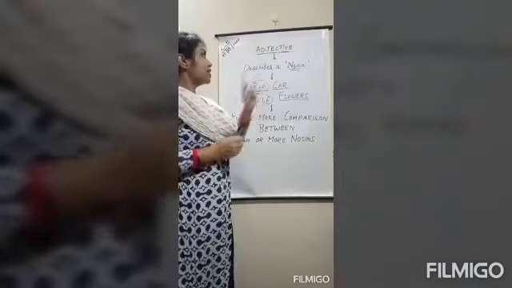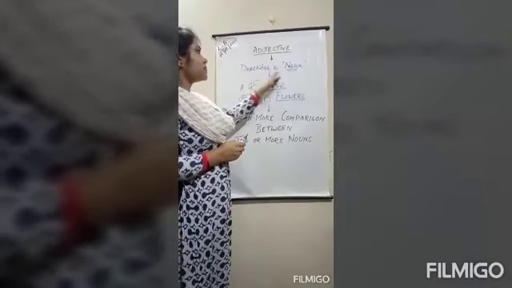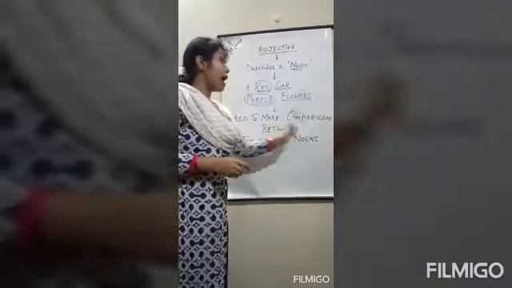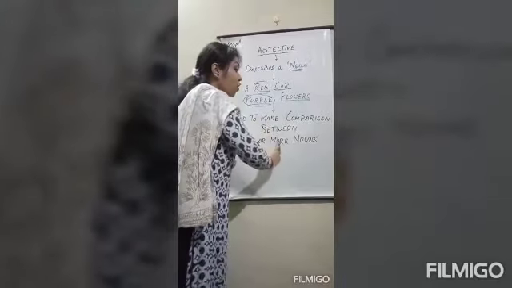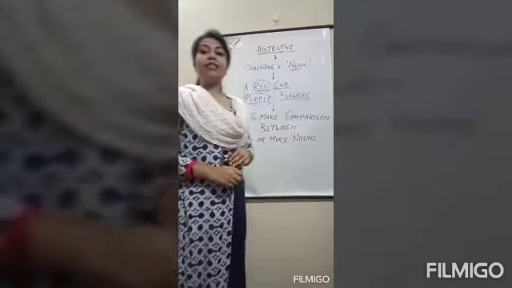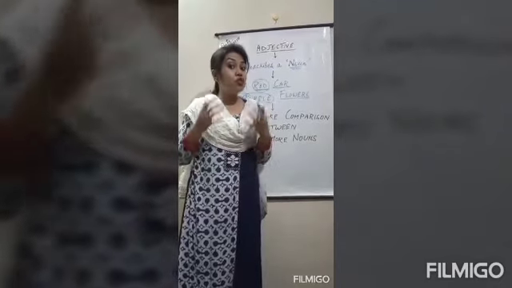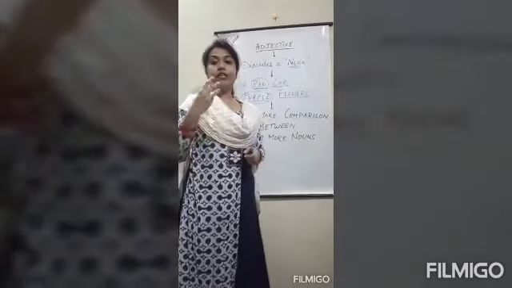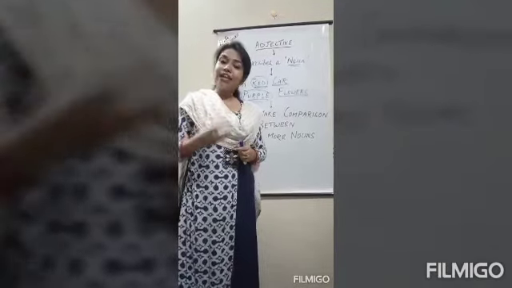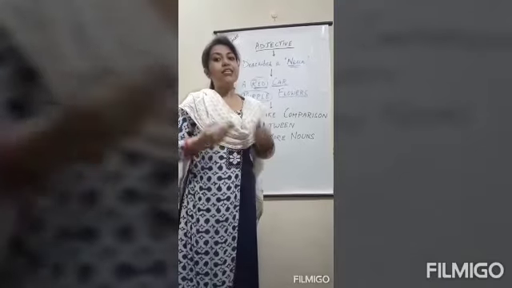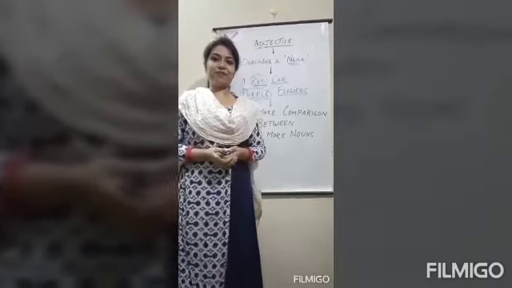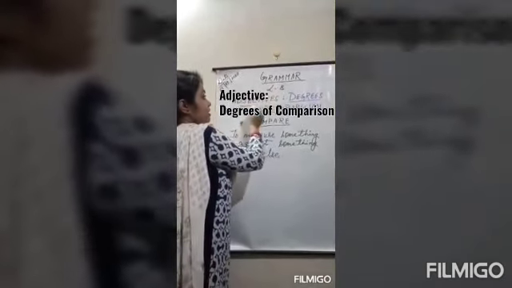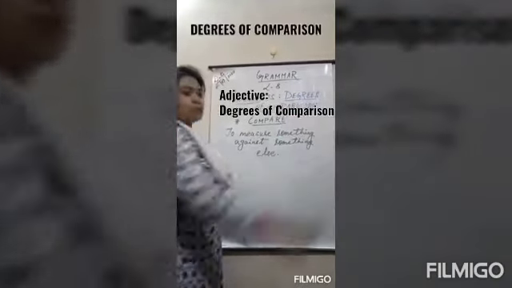Now, this adjective can describe a noun, and at the same time it is used to make comparison between two or more nouns also. And this comparison that we are doing for nouns can be done under 3 degrees. That will be our next topic, degrees of adjectives. Let's start. Lesson number 8, adjectives, degrees of comparison.